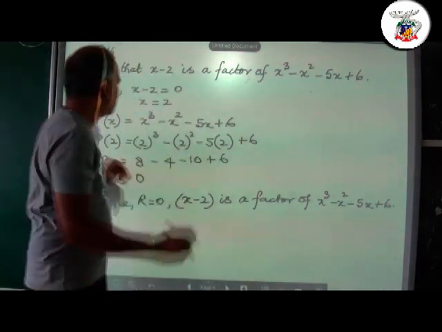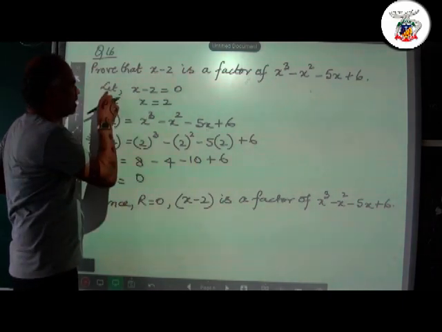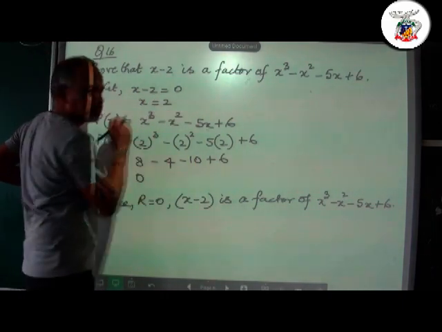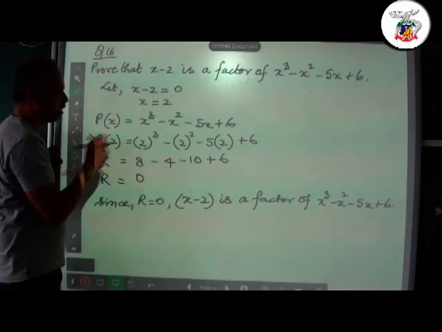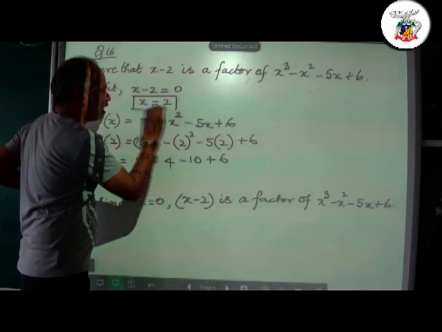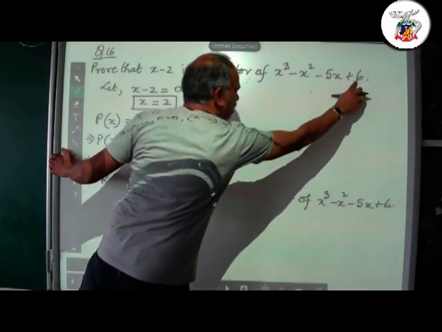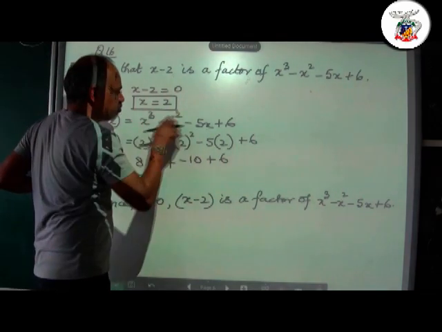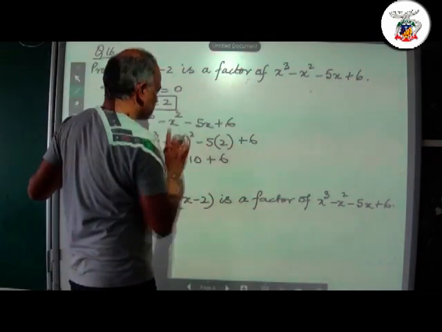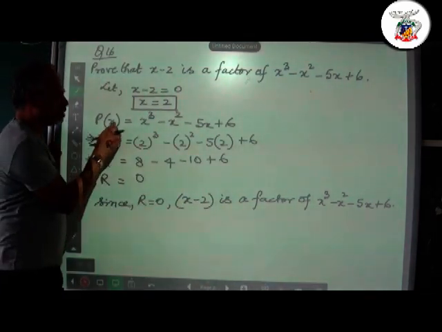Okay. So starting with this, let x minus 2 be equal to 0. Shift the minus 2 that side, x is equal to 2. Okay. Put this value of x in the polynomial. So this is the polynomial which I have written as p of x is equal to x cubed minus x squared minus 5x plus 6. Okay. I am going to substitute the value of x.